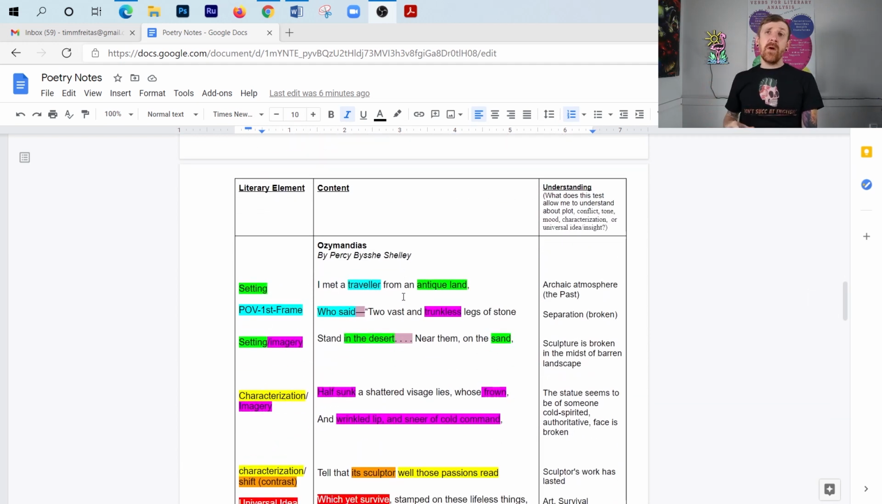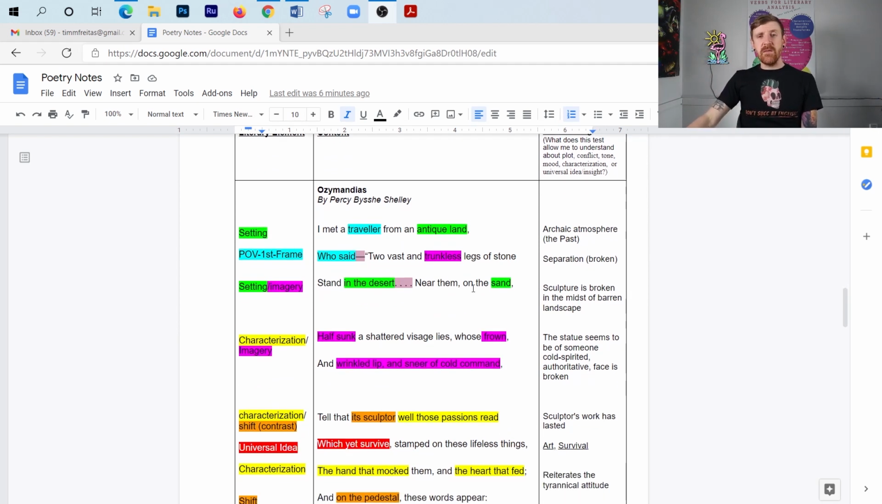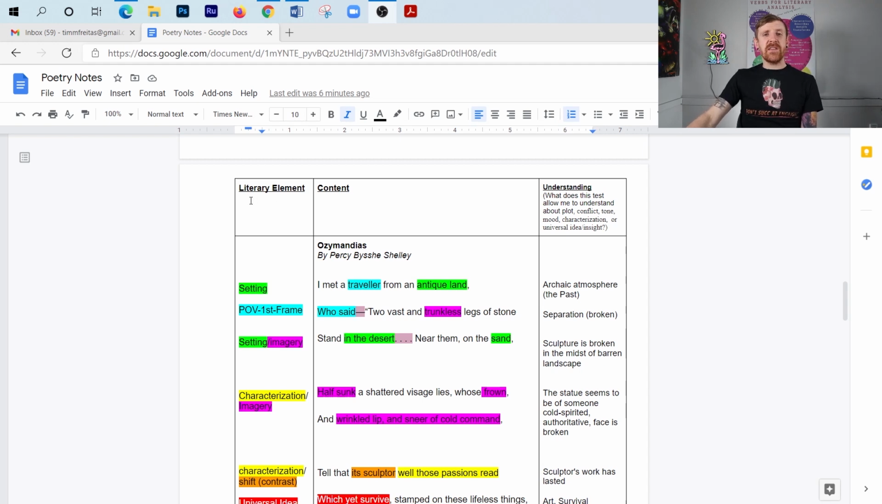But we've got our poem Ozymandias, and I'm just going to show you what I did here in labeling this out. And I'm going to show you a couple things that I didn't put in the left-hand column, but I still want to account for. So you're going to notice that on the left-hand side, I've got literary elements. On the right-hand side, I have understandings. And this is the question that we want kids to ask.